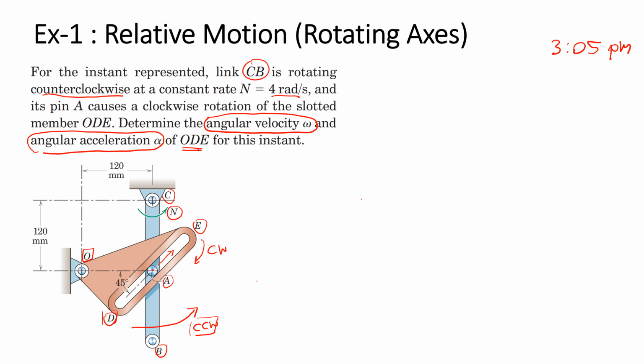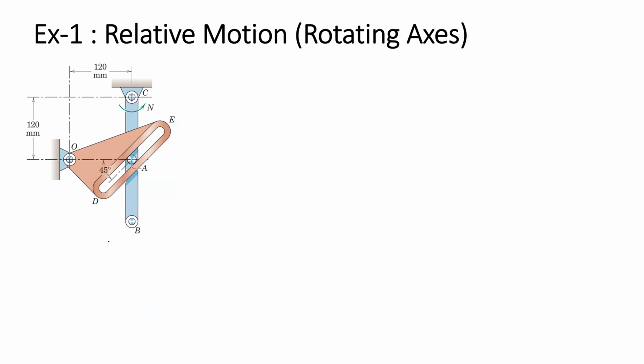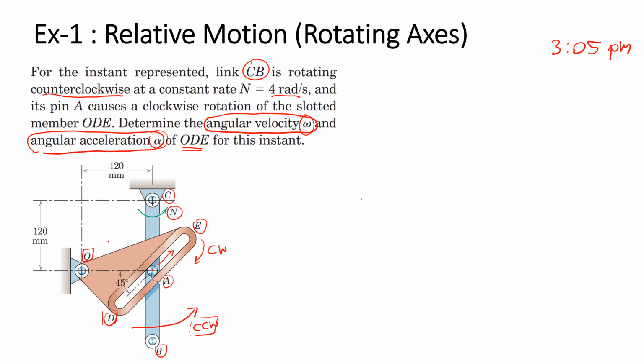We still don't know the direction of alpha, but in this case, they said omega of the ODE is clockwise. Alpha we still don't know, but just assume alpha to be clockwise also. And when we obtain the numerical value, if it's negative, it means the direction is wrong.